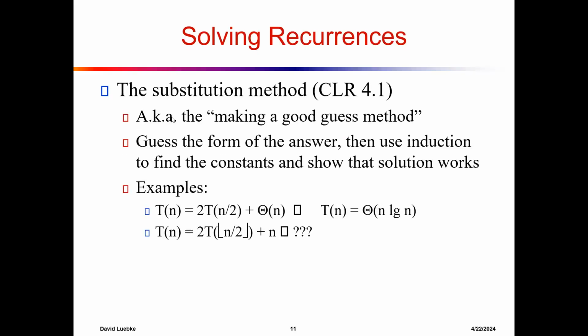So the substitution method, also known as the making a good guess method, is to guess the form of the answer, then use induction to find the constants and show that the solution works. Some of you may have used induction in previous math classes, and we call it PMI. Have you ever heard of PMI? Principles of mathematical induction. Okay.